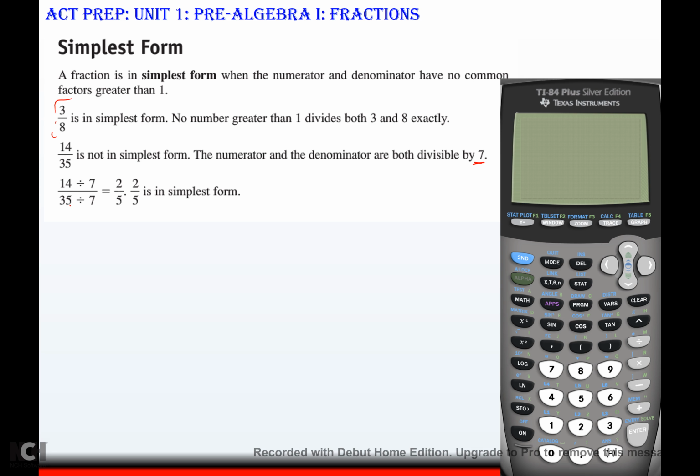14 over 35 is not in simplest form because the numerator and the denominator are both divisible by 7. I can simplify this by dividing the top and the bottom by 7, which would reduce it down to 2/5. Again, your calculator will do that for you. You just hit the math key and then the enter key twice.